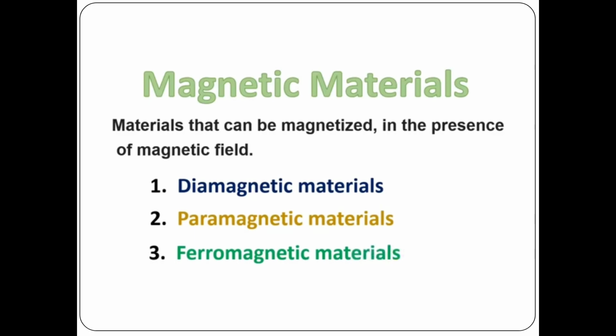So now we are going to see about types of magnetic materials. Based on the magnetization, the materials are classified into three major types. First one is diamagnetic materials, second one is paramagnetic materials, third one is ferromagnetic materials. So now we will see about this classification.